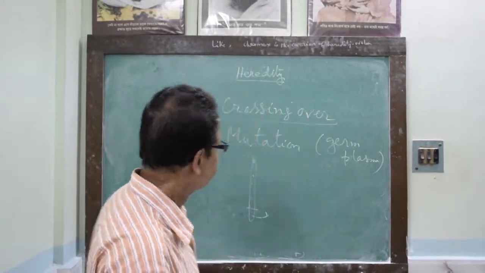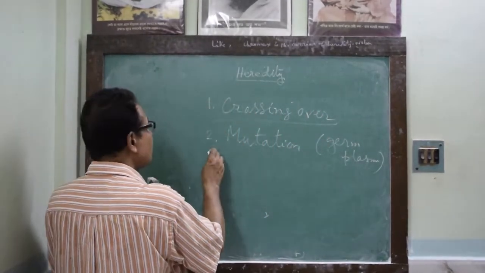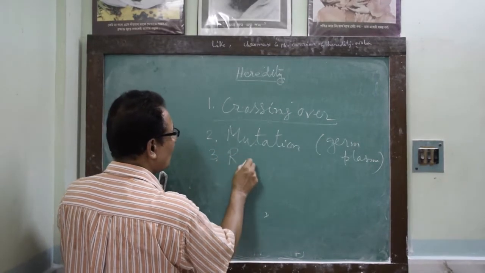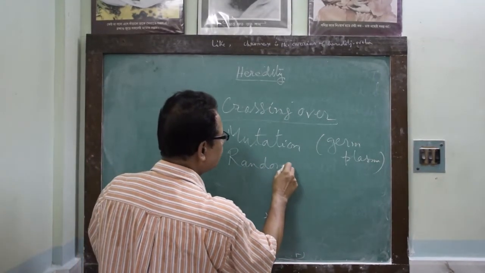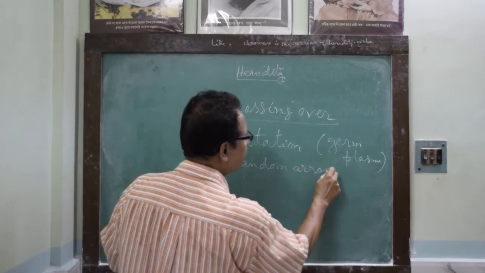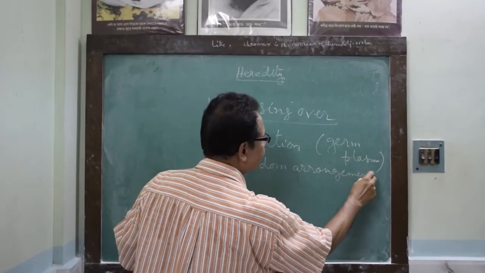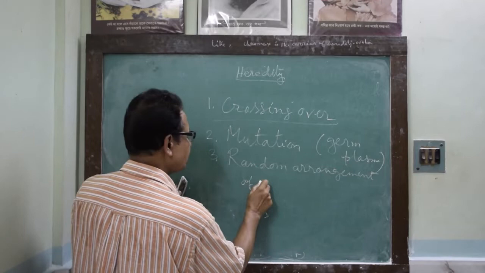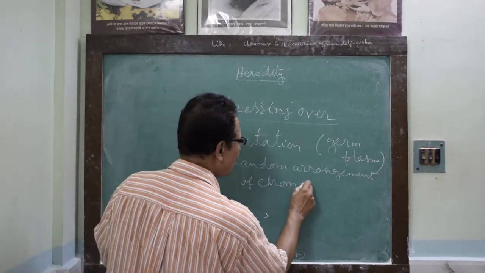Number three, random arrangement of chromosomes.